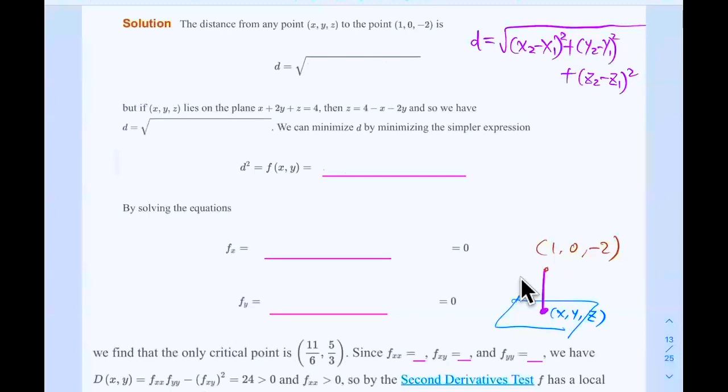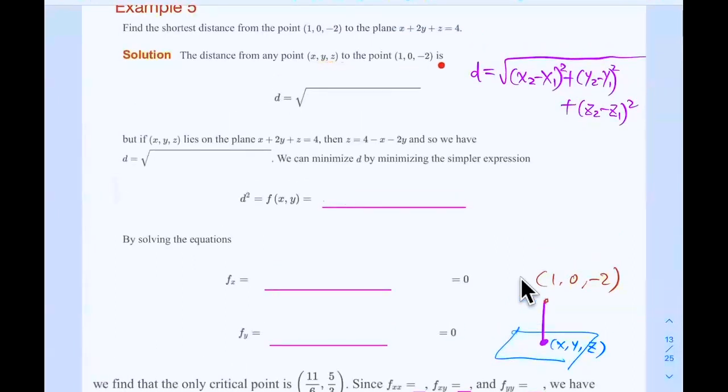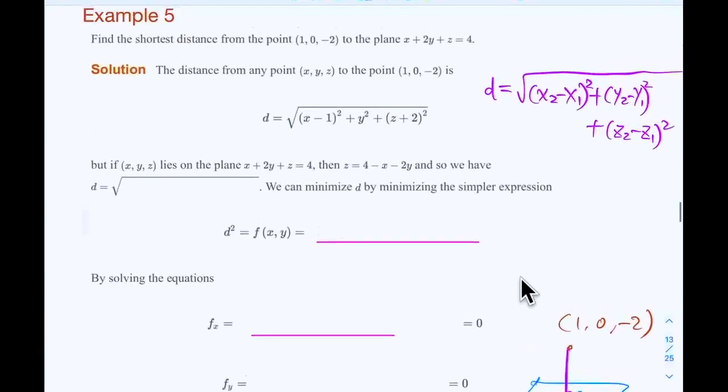Given 2 points, the distance here will be the square root of x minus 1 squared plus y minus 0 squared plus z plus 2 squared, right? So that's the distance. And what are we trying to do? We're trying to find the minimum of this because we want the shortest distance.